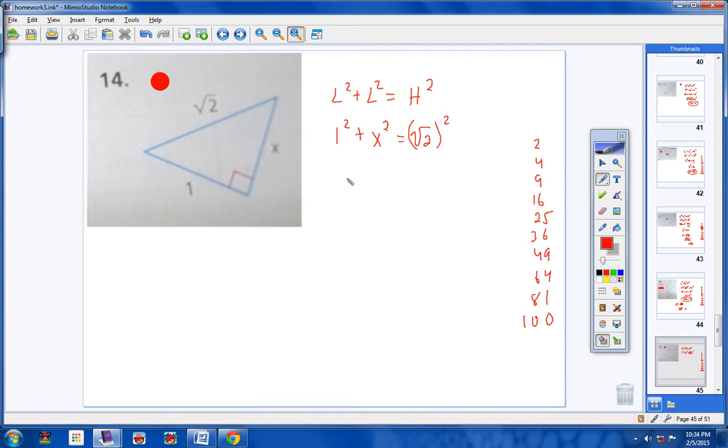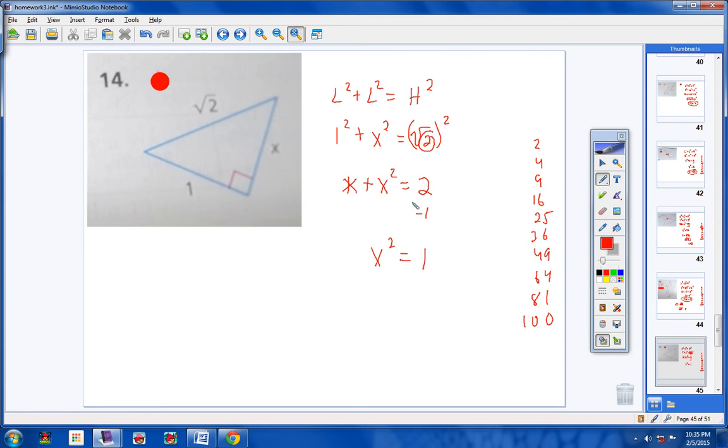Now, when you square 1, you get 1. When you square x, you get x squared. And whenever you square a square root, you get what's under the radical. So we're squaring a square root. 2 is under the radical. So out we get 2 right here. Now bring this 1 over and make it a negative 1. So it's gone, and you end with x squared equals 1.